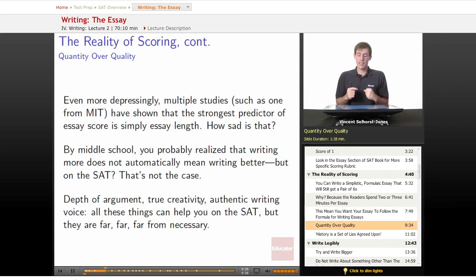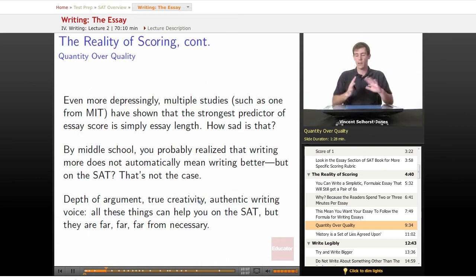Also, even more depressingly, multiple studies, such as one done by MIT, the Massachusetts Institute of Technology, which you've probably heard of, have shown that the strongest predictor of essay score is just the essay's length. The number of lines written on the essay is the best way to figure out how it's going to score on average. That is just heart-wrenching if you want to think about what makes good writing. That is not the way to encourage good writing, saying, oh, hey, just write a lot of words.